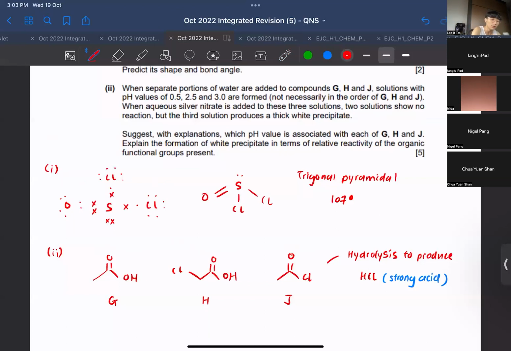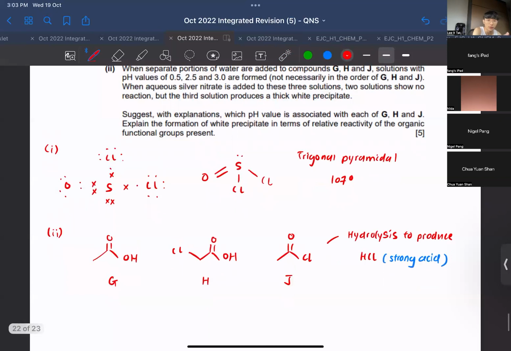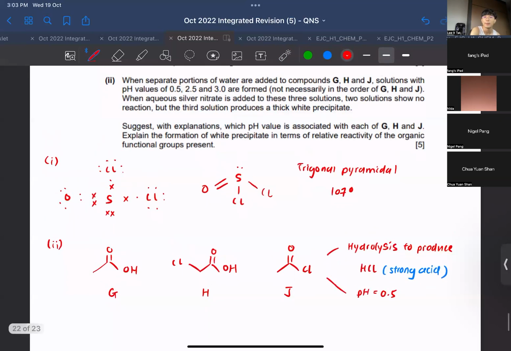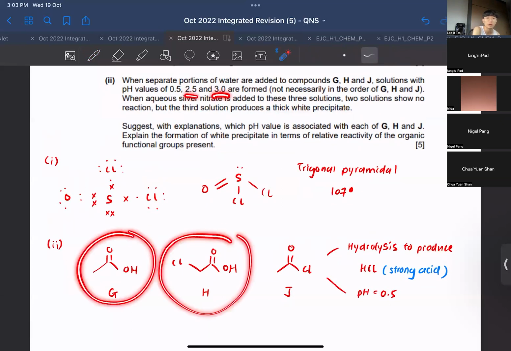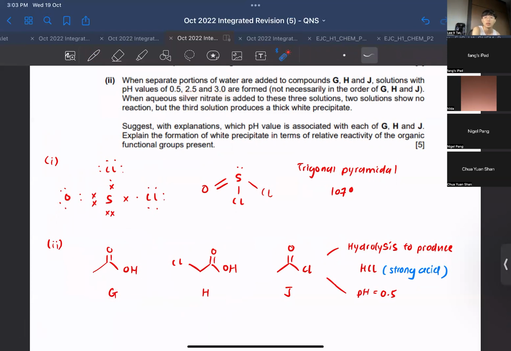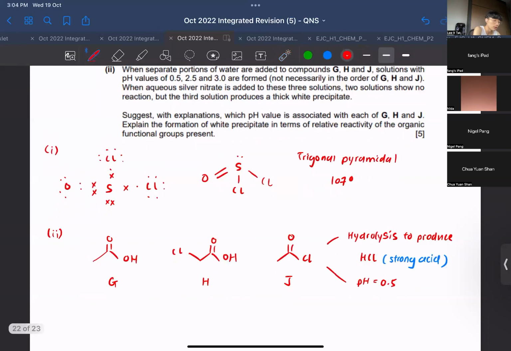Okay, so you must tell me this, and of course, because it's a strong acid, it's the one that has the pH of 0.5, the lowest pH of the 3. So that is to quickly get it over with first. The second one is between 2.5 and 3. You look at these two, they're both carboxylic acids. So this has now turned into an acidity question. Now clearly we are going to discuss about Cl.